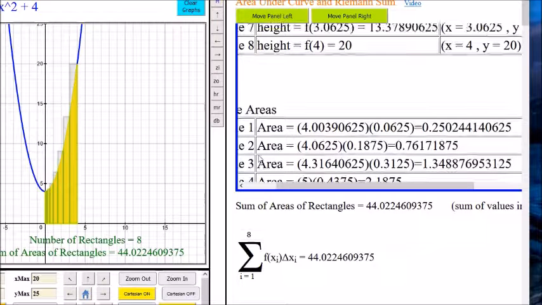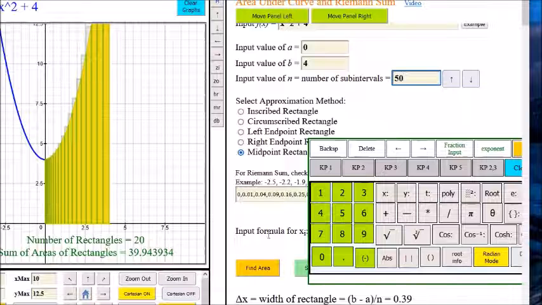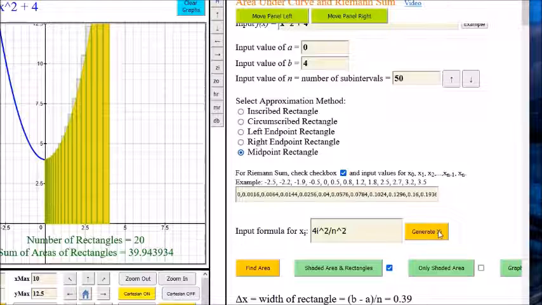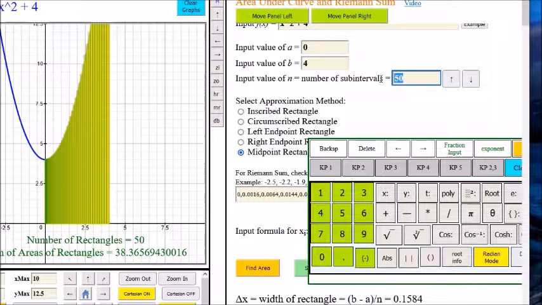And so now let's fill this up with more rectangles instead of just 8. Here's filling the shaded region with 20 rectangles. And we get an area of 39.94 for the sum of areas of the rectangles. Now let's fill it up with 50. And that's 50 rectangles. And the last rectangle still has the largest width. And then now let's fill it up with 100.